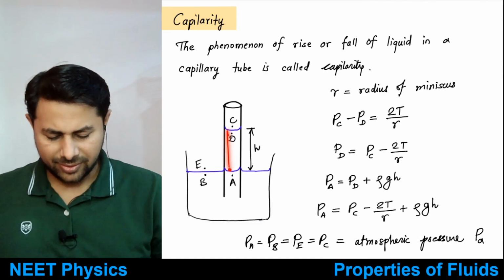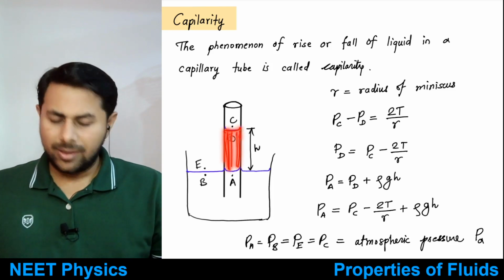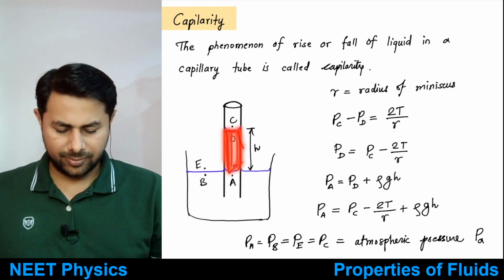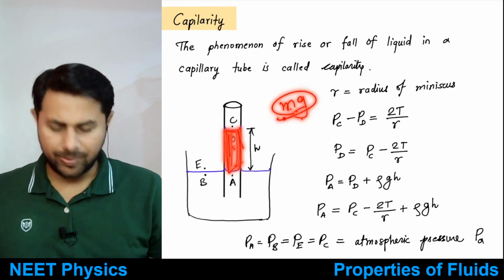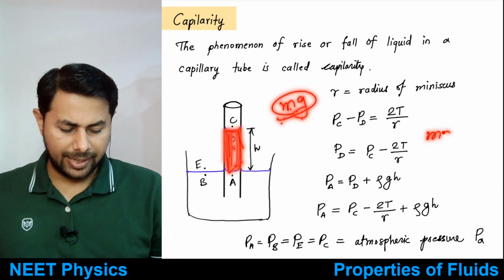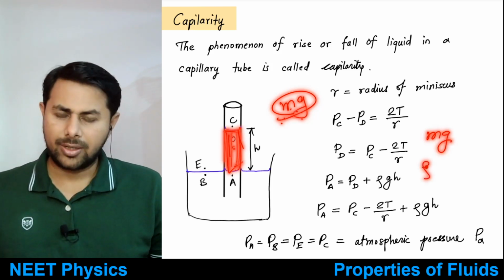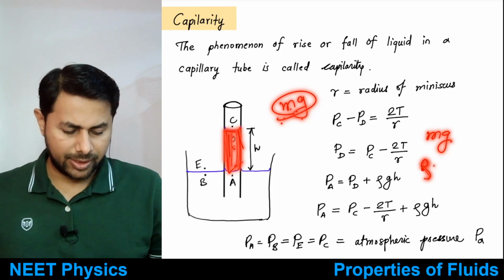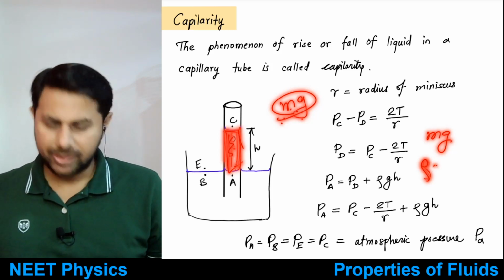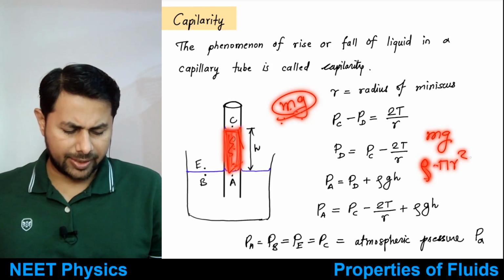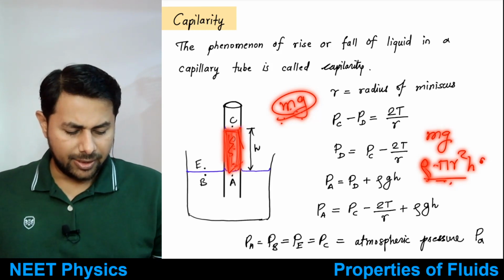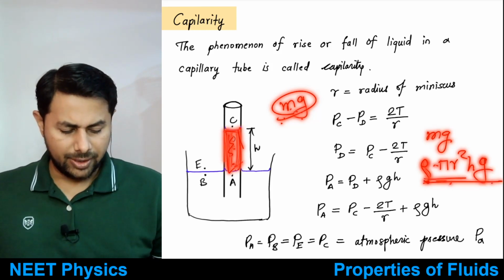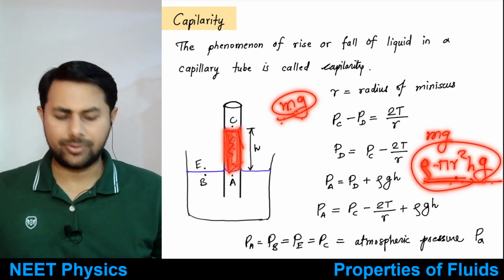So what you can say is, see here, the weight of this liquid column, okay, weight of the liquid column is equal to what? You can say weight of the liquid column is equal to mg. Mass can be written as density times volume. Okay, so rho multiplied by what? Volume of this cylinder. It would be equal to what? Pi r square h, right? Volume of the cylinder is pi r square h. Then you multiply by g. Okay, so this is the weight, and it is balanced by force due to the surface tension.